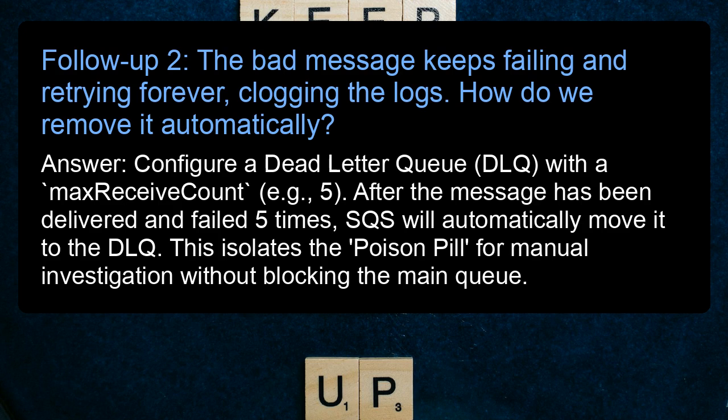Follow-up 2. The bad message keeps failing and retrying forever, clogging the logs. How do we remove it automatically? Answer: configure a dead letter queue, DLQ, with a max receive count, for example, 5. After the message has been delivered and failed 5 times, SQS will automatically move it to the DLQ. This isolates the poison pill for manual investigation without blocking the main queue.